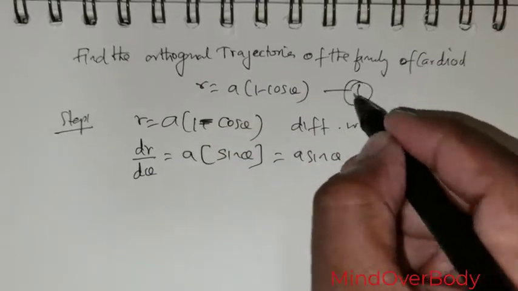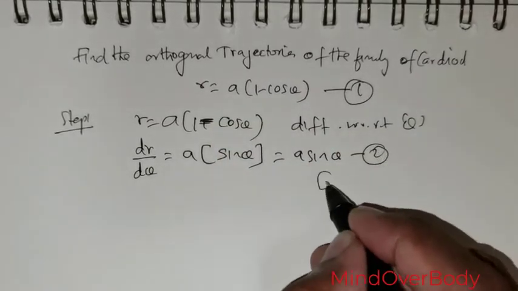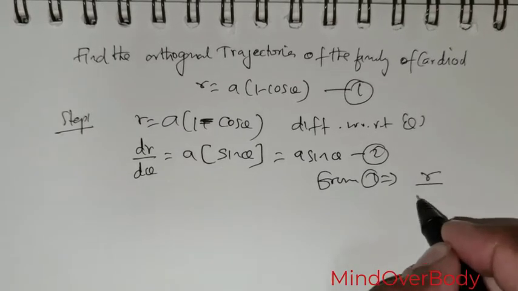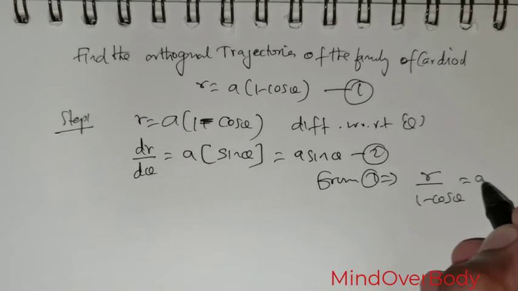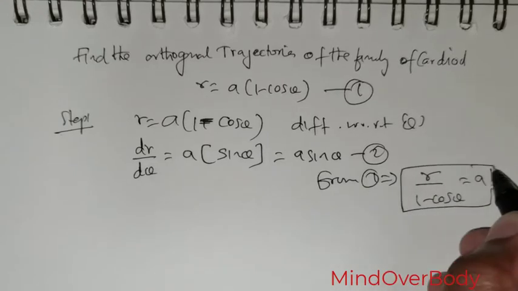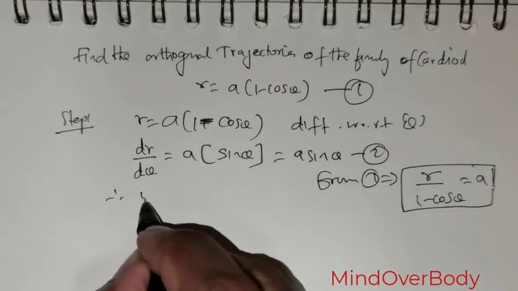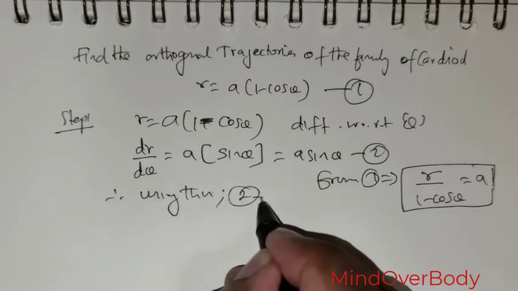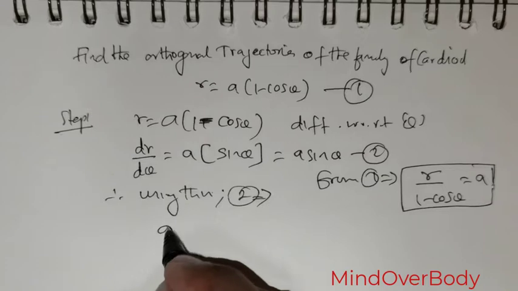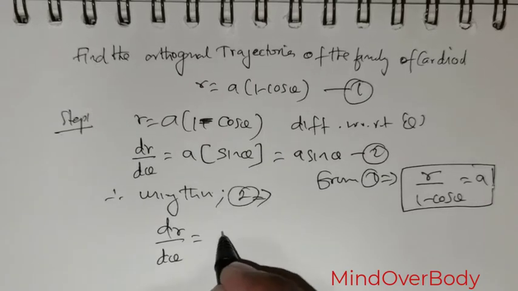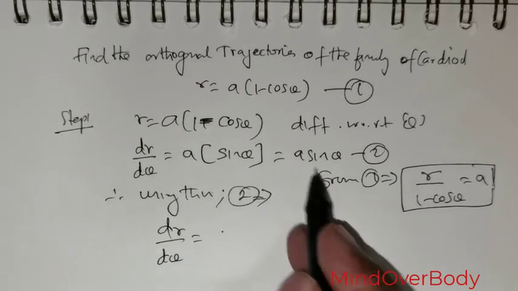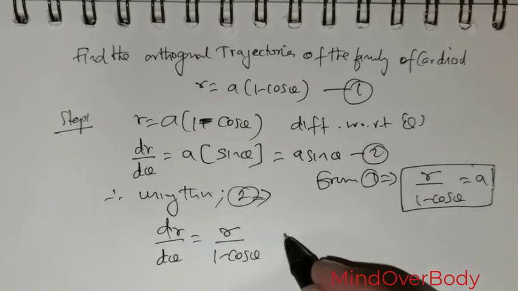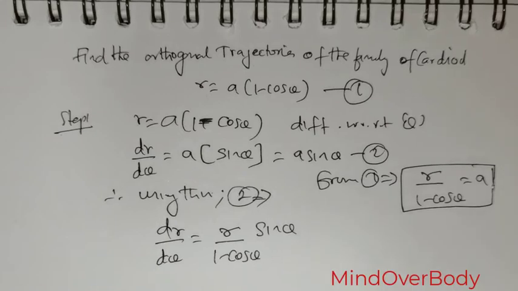So if I take this as 1, I'm going to take this as 2. From 1, I can rewrite this as r over (1 - cos theta) is equal to a. So I got an a there. Therefore, using this, I'm going to rewrite 2. So how do I rewrite 2? Therefore, I got dr over d theta is equal to, in place of a, r over (1 - cos theta) times sin theta. So this is what I've got.